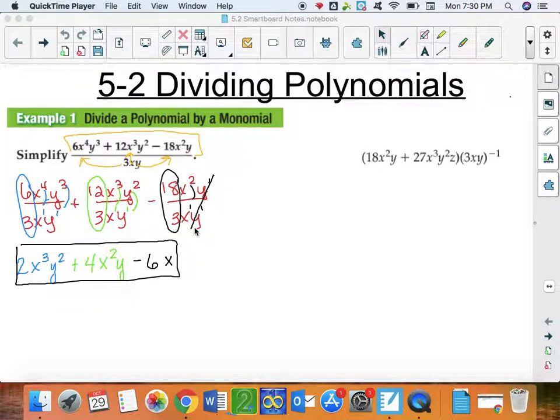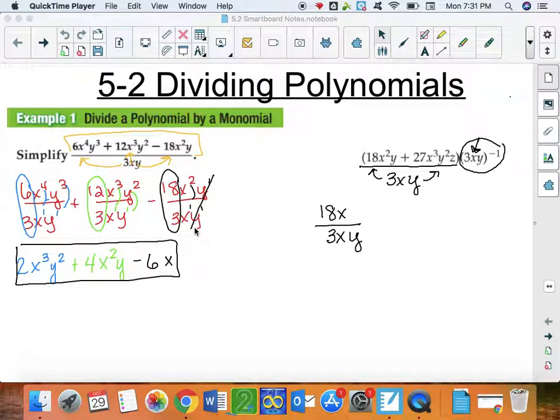Okay, next, this is another way to write it. But remember, if I have something to the -1, that just means that all of this is going to go to the bottom. So it'd be like writing all of this divided by 3xy. So again, I'm going to separate this into two fractions. 18x squared y over 3xy plus 27x to the third y to the second z over 3xy. And then we're going to simplify.